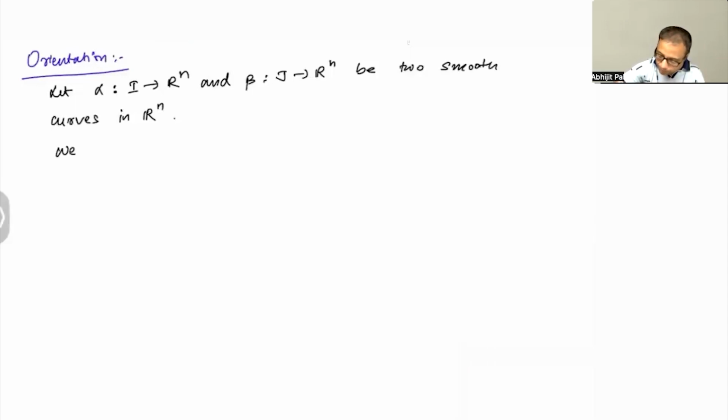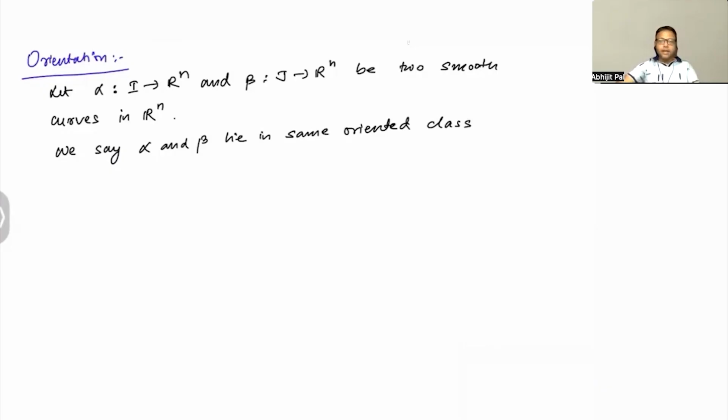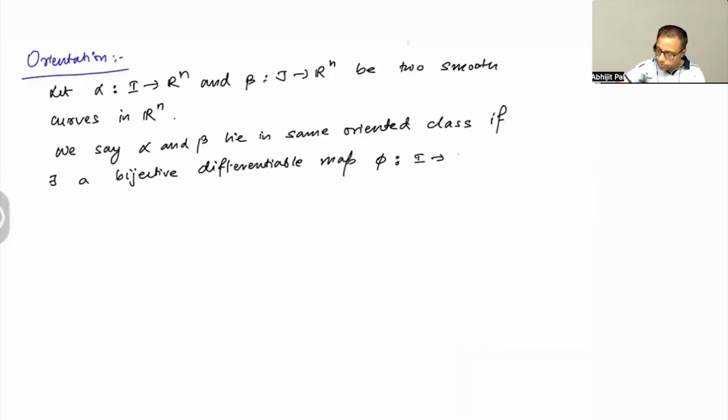So we say alpha and beta lie in the same oriented class if there exists a bijective differentiable map phi from the interval I to J. Note that I and J are open intervals.